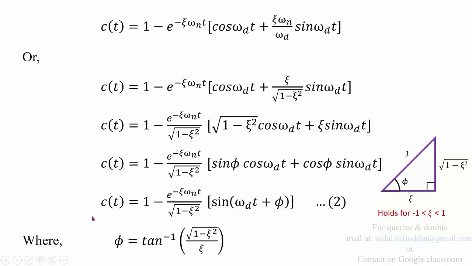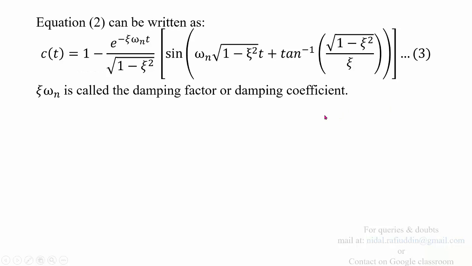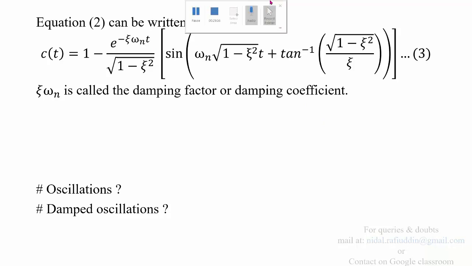This form is easier to remember than the other one, so I suggest that if you are able to remember equation 2, it's good. You can simply substitute the values of phi and omega d to come up with equation 3, which is the original form of the output. So this represents the output of a second order system which was subjected to a step input. It seems a bit complicated, but if you try to find the values of this output for different values of zeta, then it becomes clear. So I'm going to plot those outputs for different values of zeta.